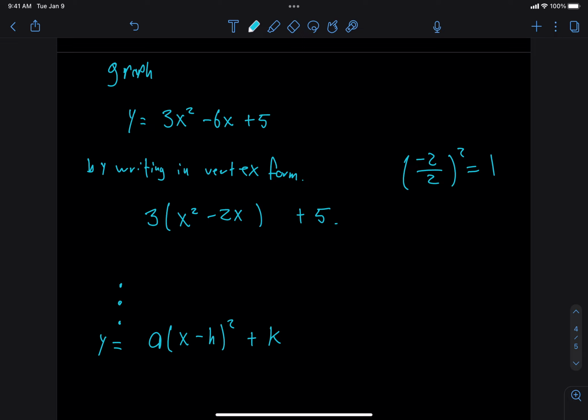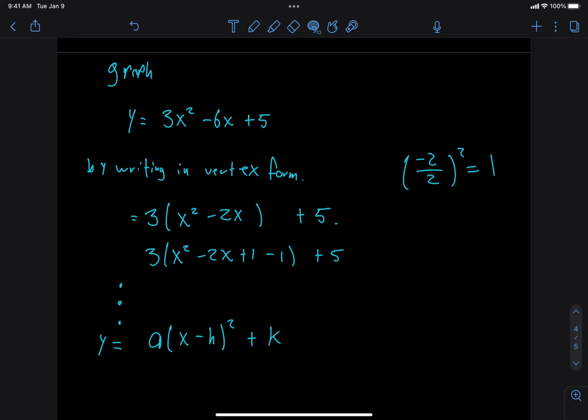1, right? Because negative 2 divided by 2 is negative 1. Negative 1 times negative 1 is 1. So I'm going to add and subtract 1. So let's rewrite. We get 3, and then inside I'm going to put x squared minus 2x plus 1 minus 1.